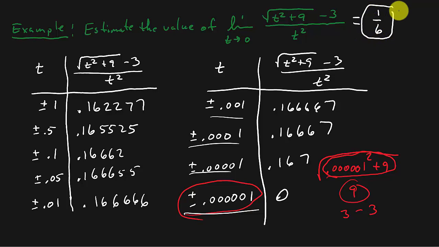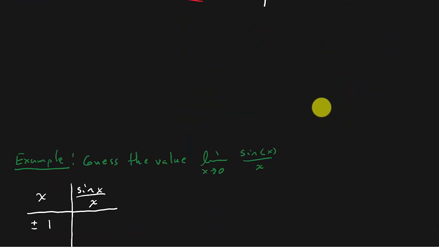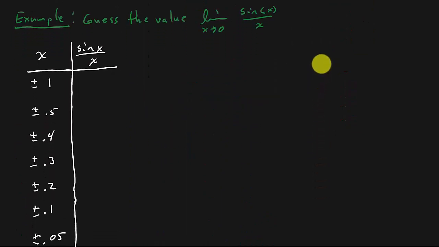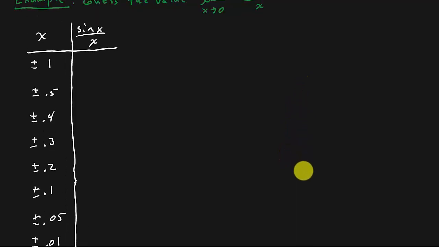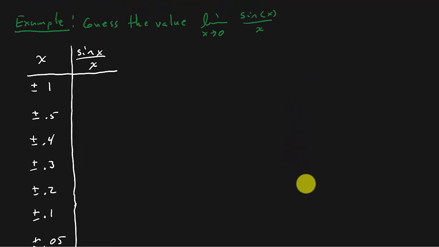The limit of this is actually 1/6. Okay, all right. So I know all of this can seem confusing, but just stick with it. This is just to help you understand about limits. All right, so what about this one? Let's guess the value of the limit of sine x over x as x approaches 0.